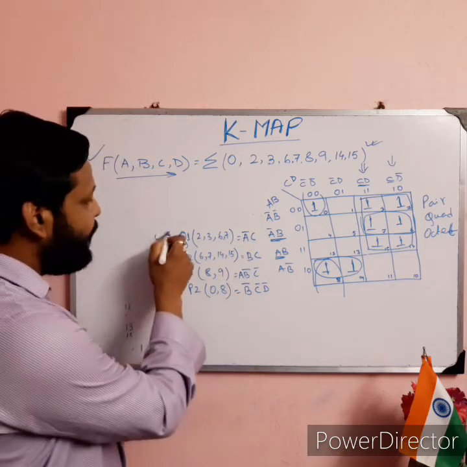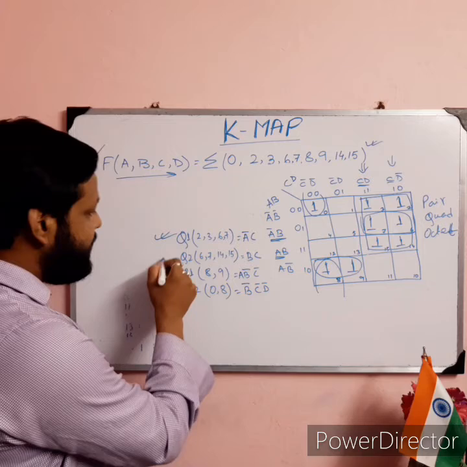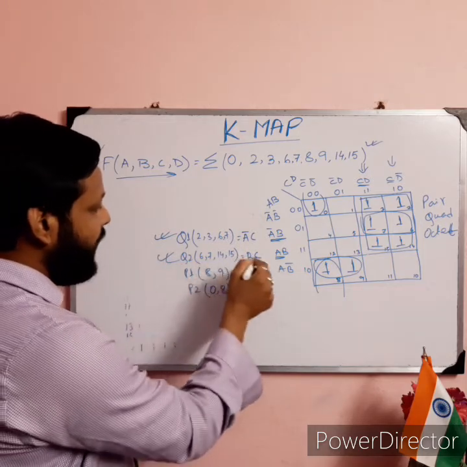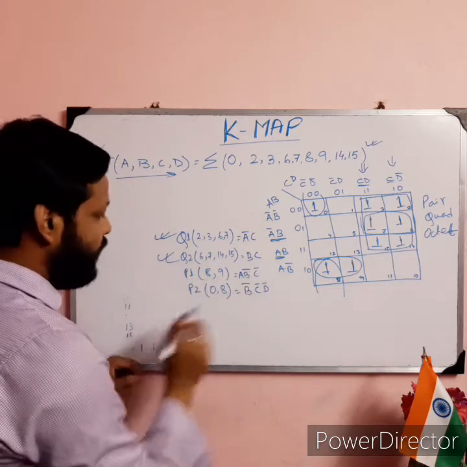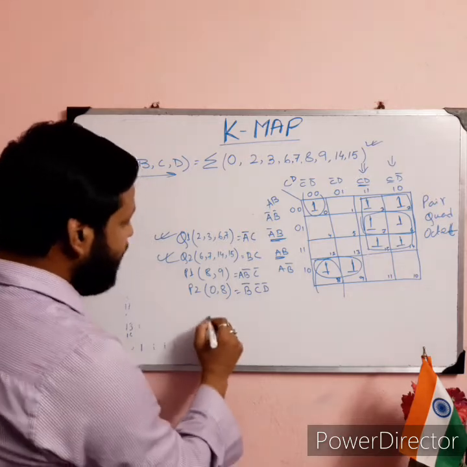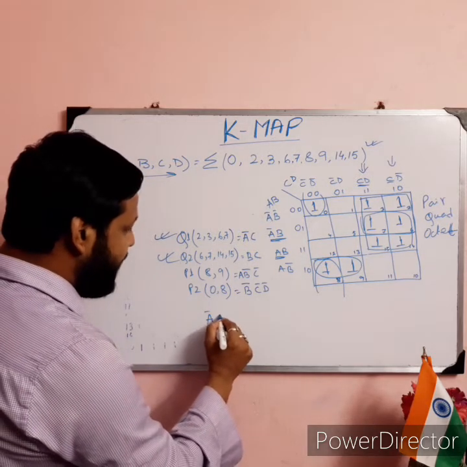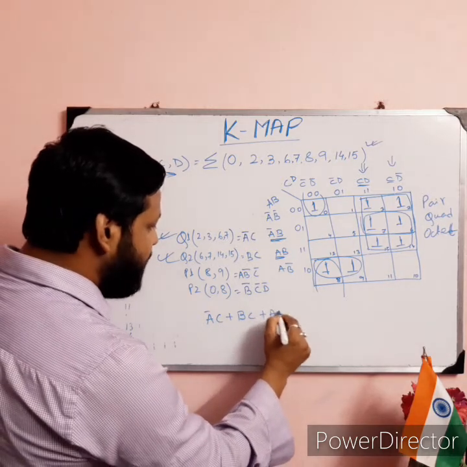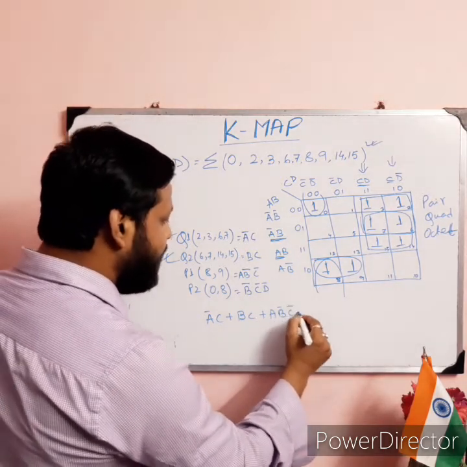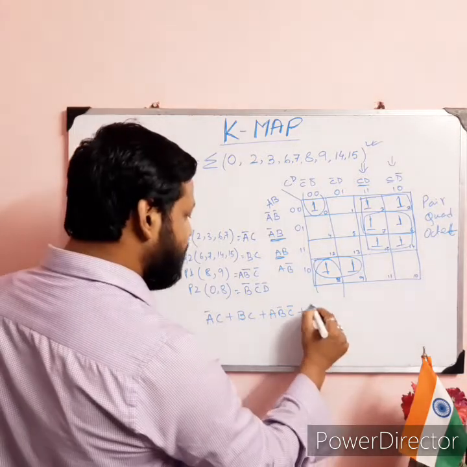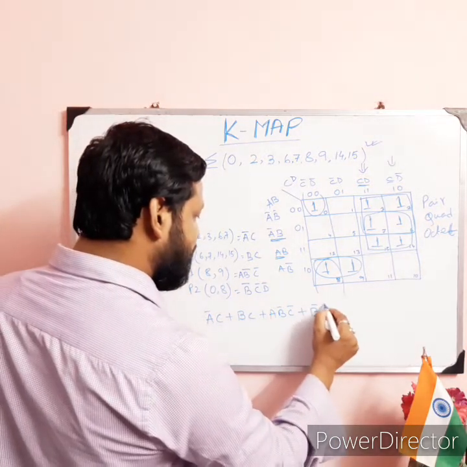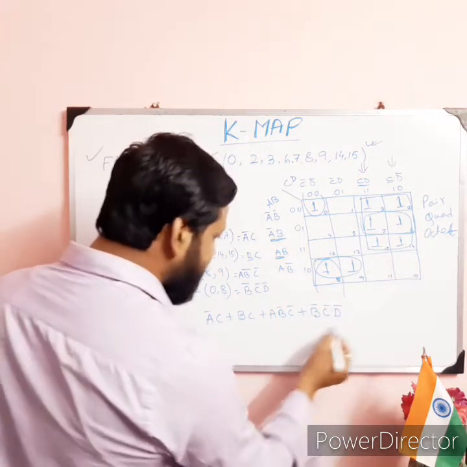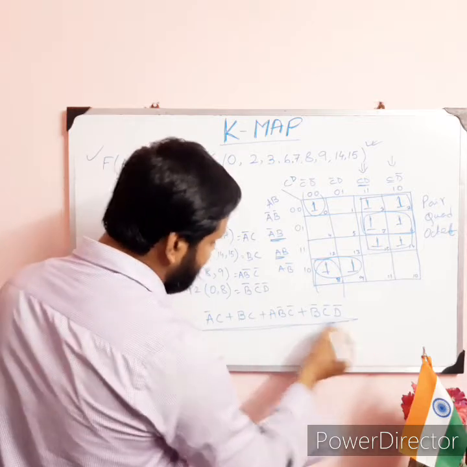So from quad 1 we'll have A complement C, from quad 2 we have BC, then pair 1 and pair 2. What is the final expression? The final reduced expression is A complement C plus BC plus A B complement C complement plus B complement C D complement. This is the reduced expression.